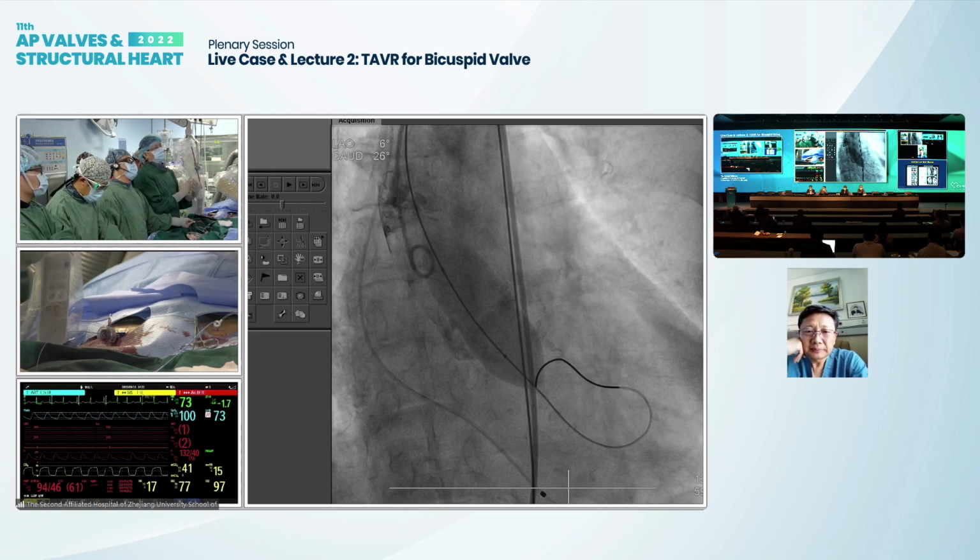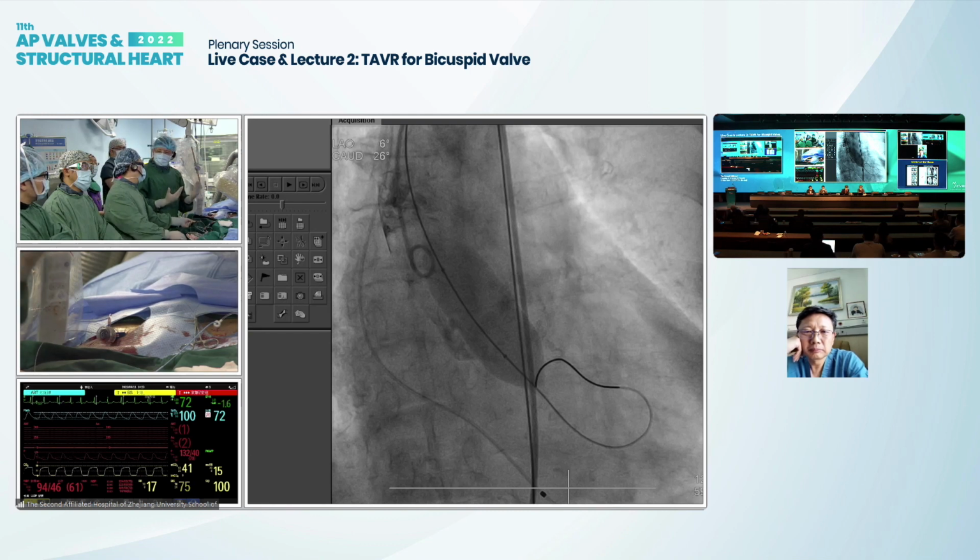Yeah. All right. The 26 maybe goes for a higher deployment. Also, as you mentioned, the sinus size is quite small. So 26 may also help protect the coronary artery. Yeah, the sinuses are kind of effaced. Okay.